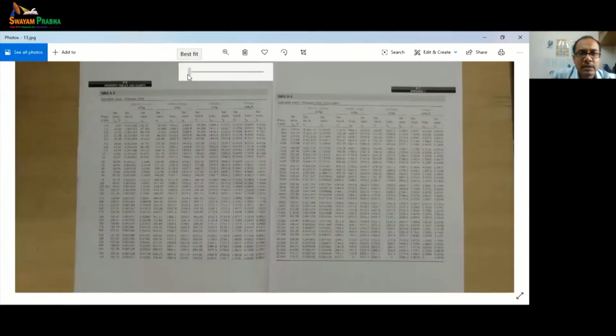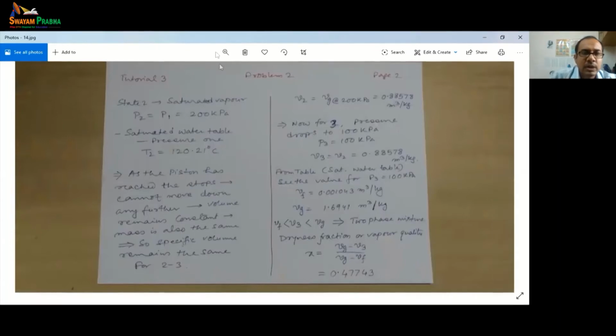So here we have 120.21 degrees centigrade. Now as the piston has reached the stops, it cannot move down any further. Volume remains constant. So the initial portion 1 to 2 is constant pressure, and now 2 to 3 will be a constant volume process, and mass is also kept the same. There is no leak where mass can be lost, so the specific volume remains the same for the process 2 to 3.